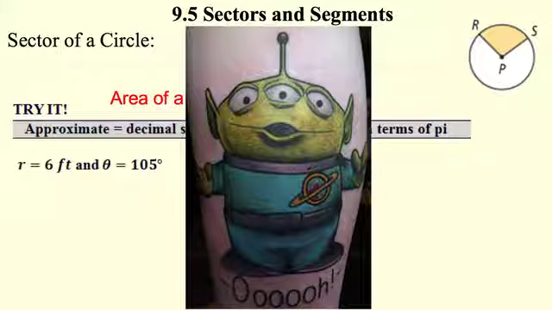Alright, check out that pretty awesome tattoo. We're going to have some last section of Chapter 9, sectors and segments. Going to throw a couple tattoos in there. Curiously enough, I'm the only algebra teacher without a tattoo. I'm not going to name any names whose tattoo this is, but I think if you look back at previous videos, you may know who loves this guy and loves Toy Story.